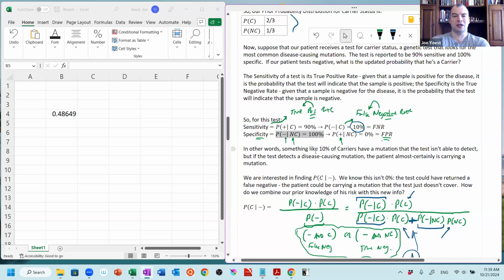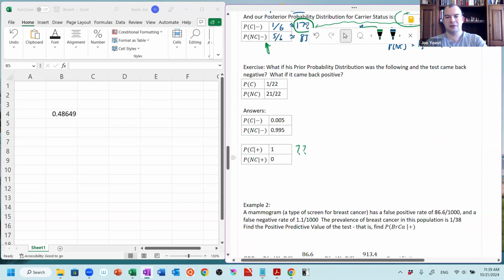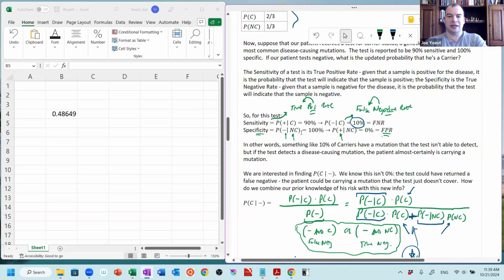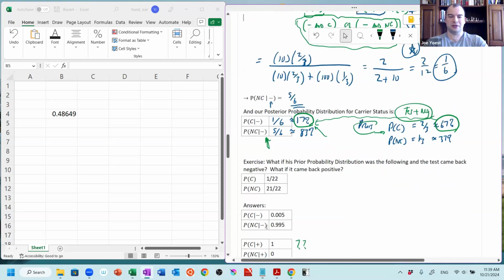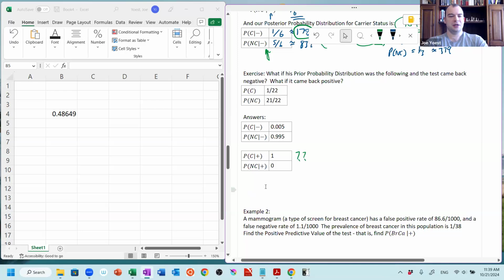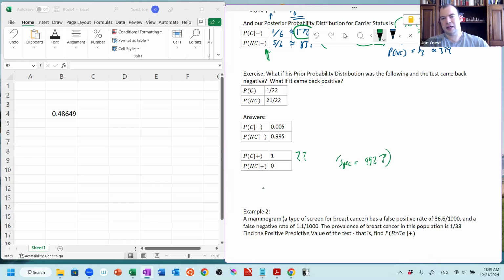It's coming from this 100% that we hard coded into here. So if you want to take this even a step further, rework this, but with, I don't know, 99% specificity and then 1% false positive rate, and see what effect that has. If you want to take it even a step further than going through these exercises, do that. What if the specificity was 99%? How would that change this answer?